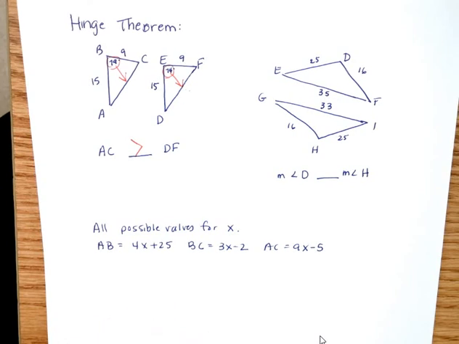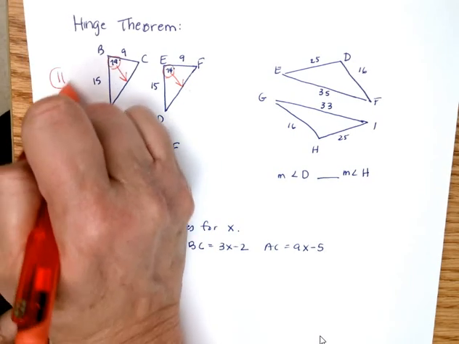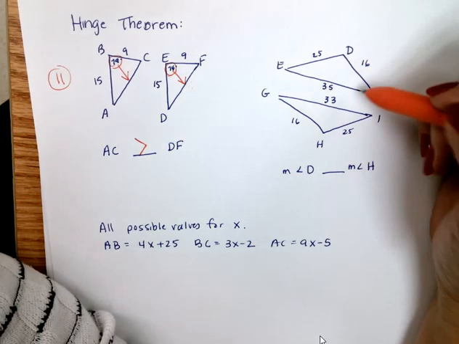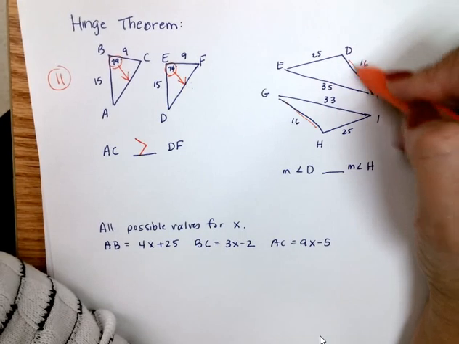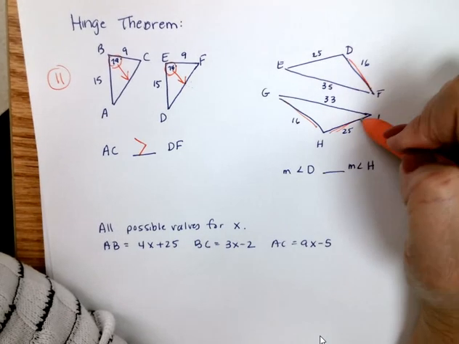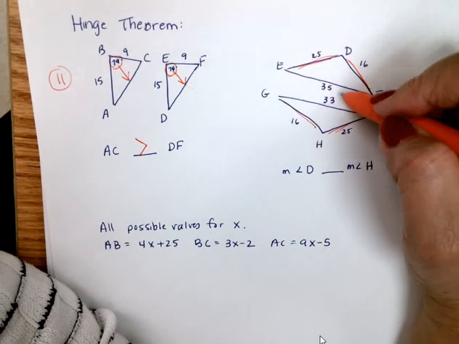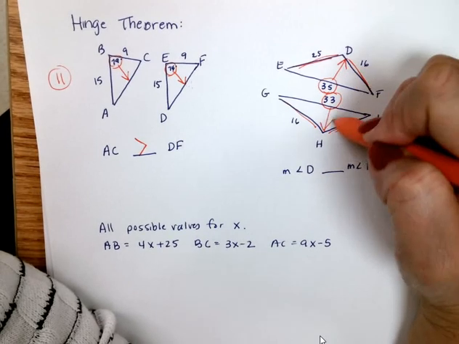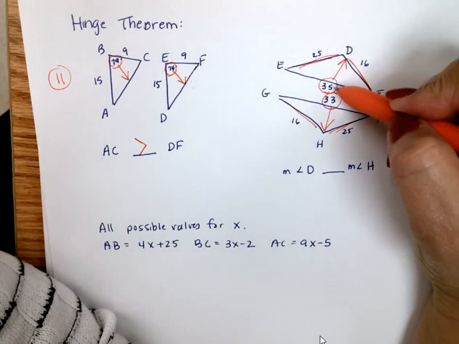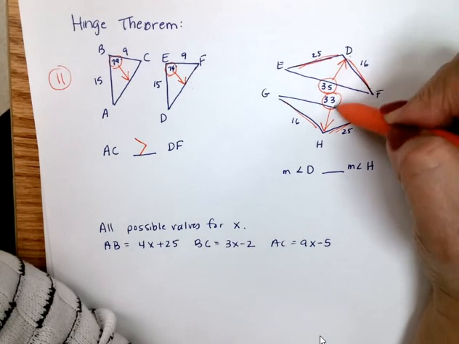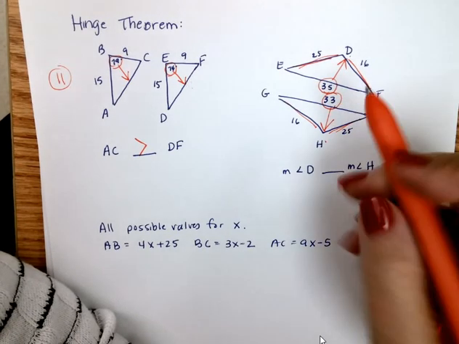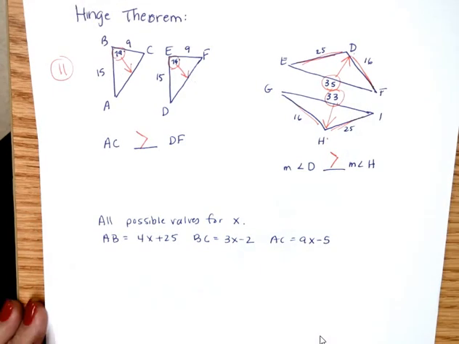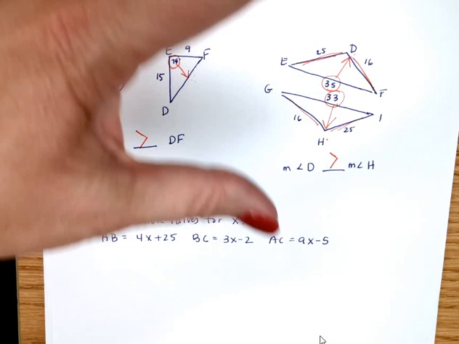This does the same thing with my angles. If I'm looking at these two here, I've got congruent side, congruent side, congruent side, congruent side. So now I'm looking here at the third side, which drives my angle, or my hinge in the middle. So the comparison for angle D and angle H is that angle D would have to be larger because the measure of the side is larger, which makes sense. He's opening bigger, he's got to be a bigger angle.